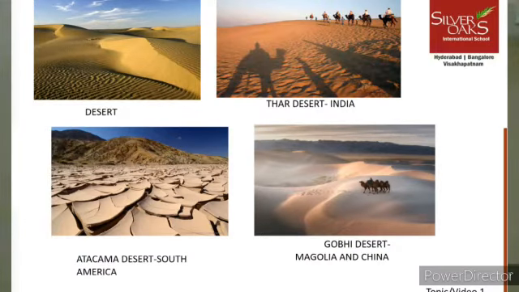Not all deserts are sandy. Some of them are rocky as well. Okay, so Tibetan plateau is a rocky surface. Just now we read about plateau, so it's a rocky surface, whereas the Thar Desert is a sandy desert. Atacama Desert in South America is the world's driest desert. Not a single raindrop falls there.